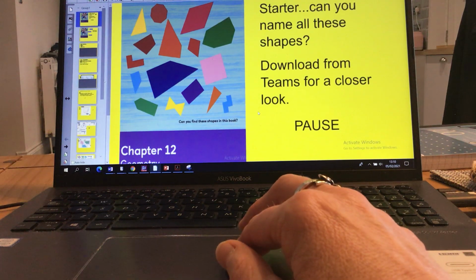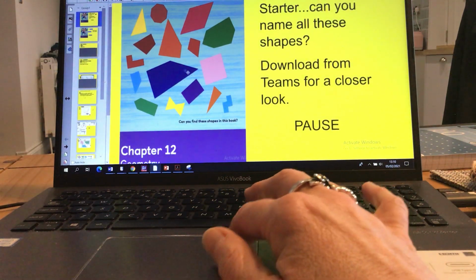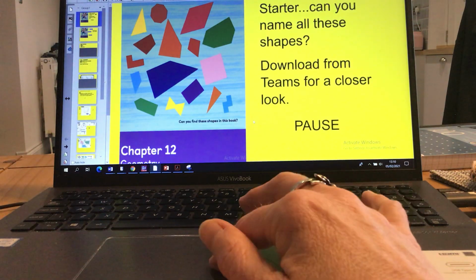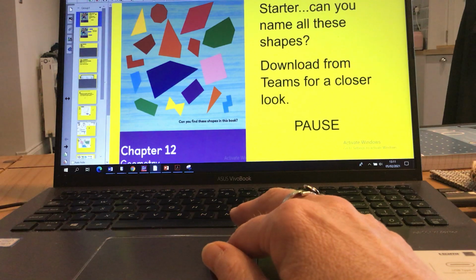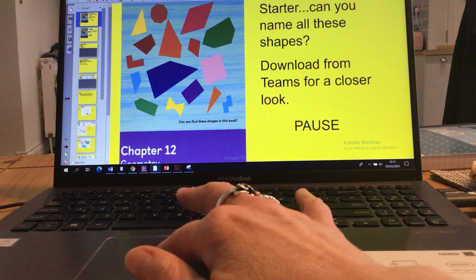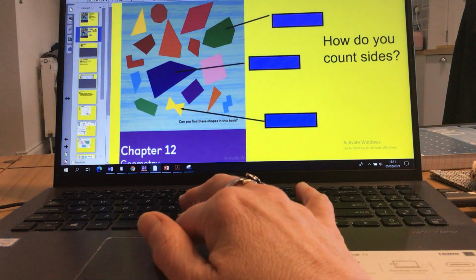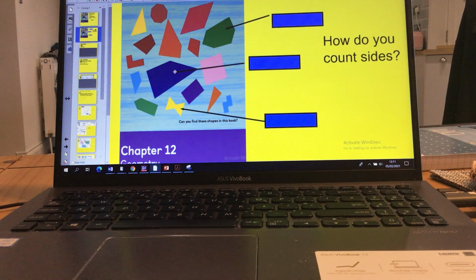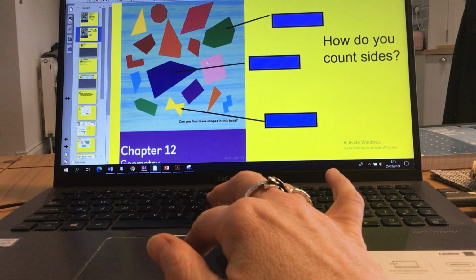Can you name me all those shapes that are on there? Have a little look. There's nothing on there you haven't seen before in previous year groups or previous learning. Have a little pause now and have a go at naming those shapes. Okay, so when you were naming them, I'm hoping that you were thinking about counting the number of sides to work out the name of the shape.